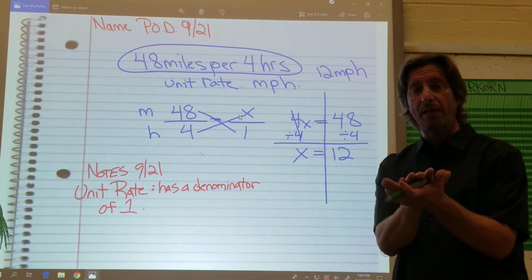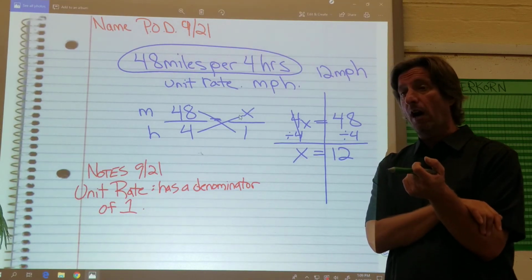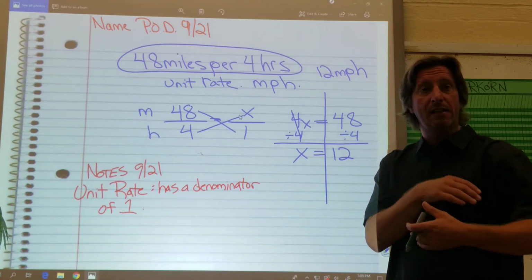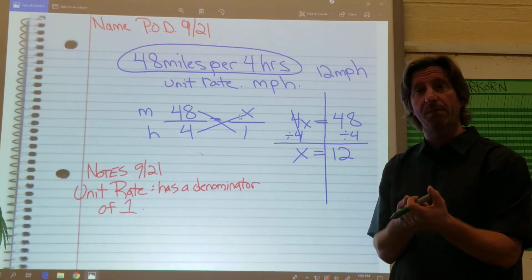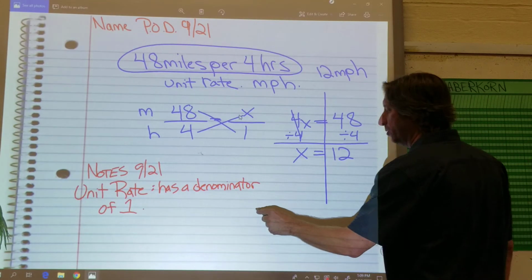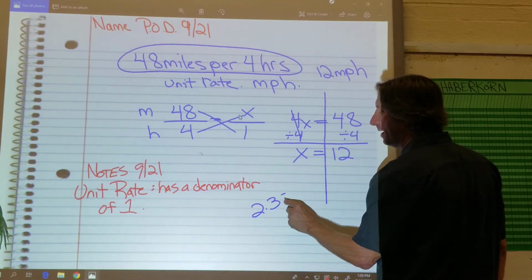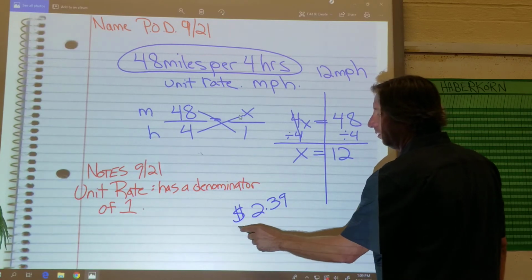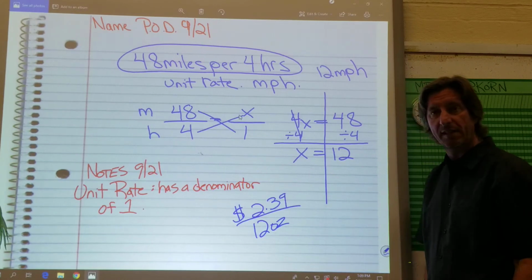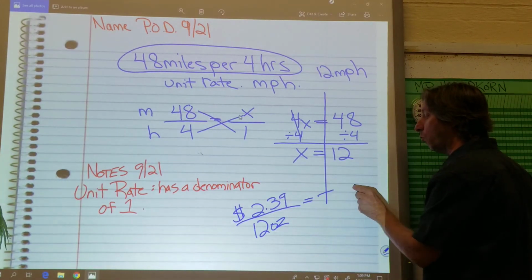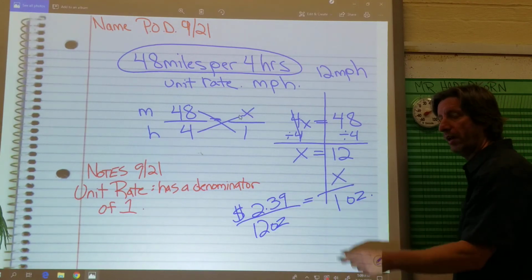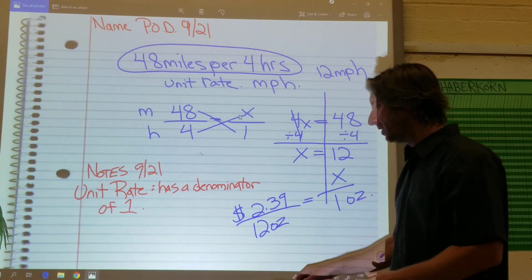Some other ways we're going to be using unit rates coming up, not today, probably Tuesday and Wednesday, is figuring out costs of items. Say you're buying a box of cereal for $2.39 for 12 ounces of cereal. You want to figure out the cost of that cereal, so you figure out how much it costs for 1 ounce. We set up the proportion the same way. We'll talk about those more tomorrow, but that's what's coming up.